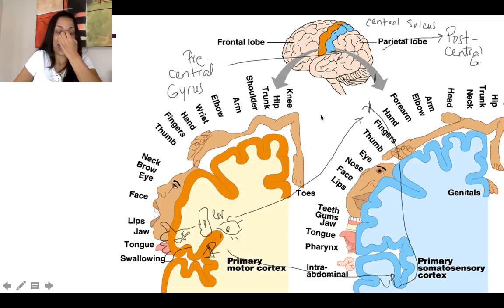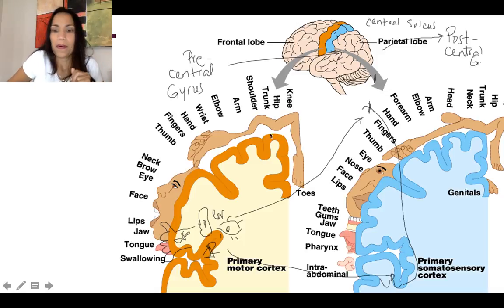And that means that a lot of neurons in this primary motor cortex are dedicated to these areas of the body. So there are more neurons controlling movements of the tongue, of facial expression, and of the precise movements of your hands than movements of your arms and legs, for example.